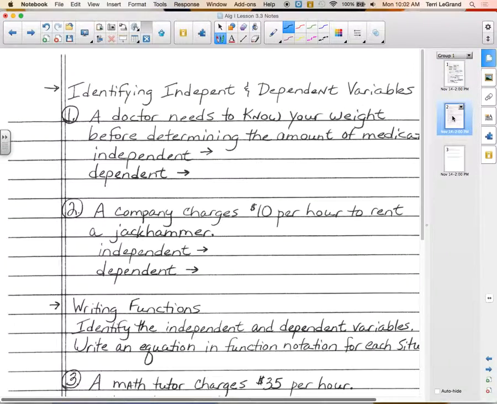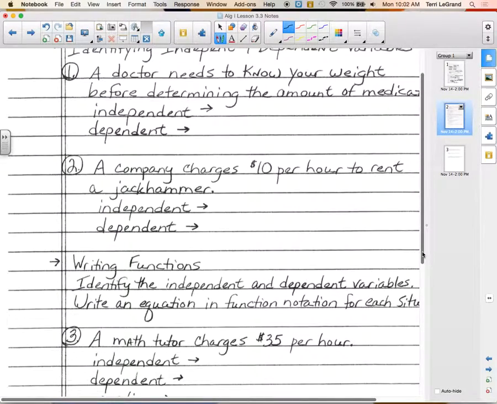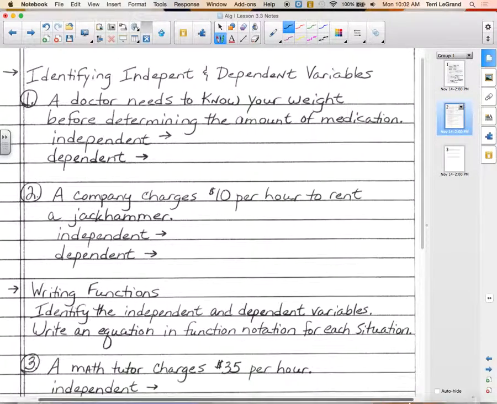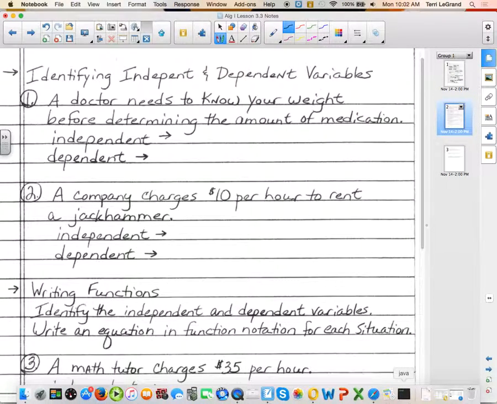Okay, then let's go on to identifying independent and dependent variables. So here's our situation. The doctor needs to know your weight before determining the amount of medication. We're not going to write any equation for this or anything. We have no numbers here to work with. We're just trying to decide which is the independent variable in this situation and what's the dependent.